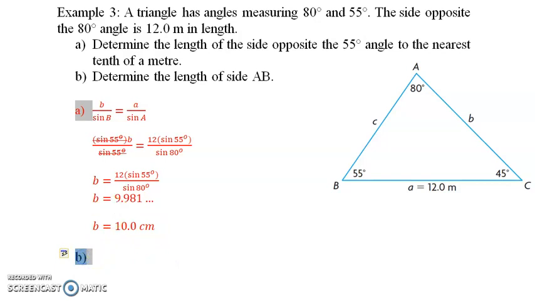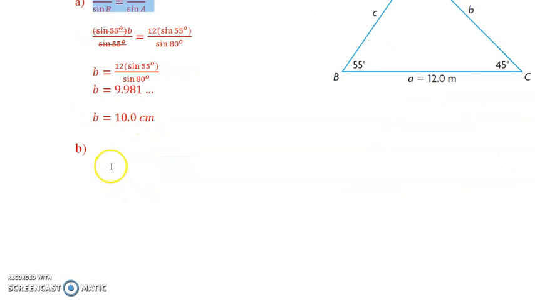Next, we're going to determine the length of side AB. So AB is lower c, right? AB, we can also say lower c. Just be mindful of that, okay? Length from A to B, I like to have one variable, so I call it lower c, all right?